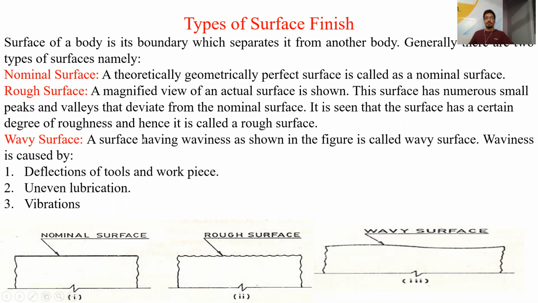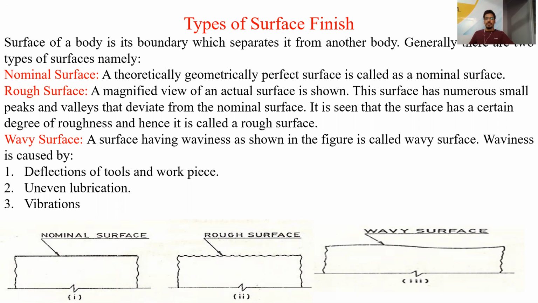Next is rough surface. The magnified view of an actual surface is shown in this figure. The surface has numerous small peaks and valleys that deviate from the nominal surface. It is seen that the surface has a certain degree of roughness and it is called a rough surface. Actual surface, when we see in a microscope or by the help of any other surface measuring instrument, looks like this. This type of surface comes under the category of rough surface.